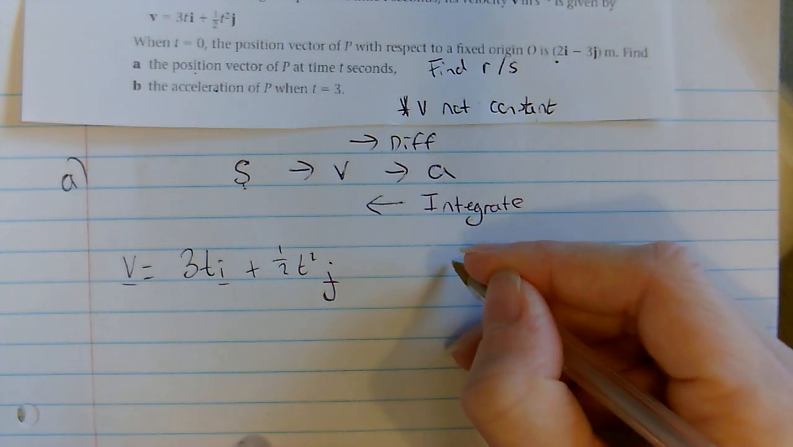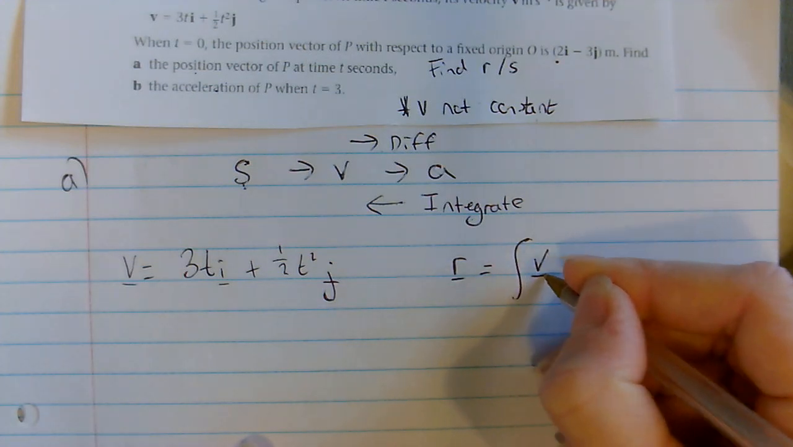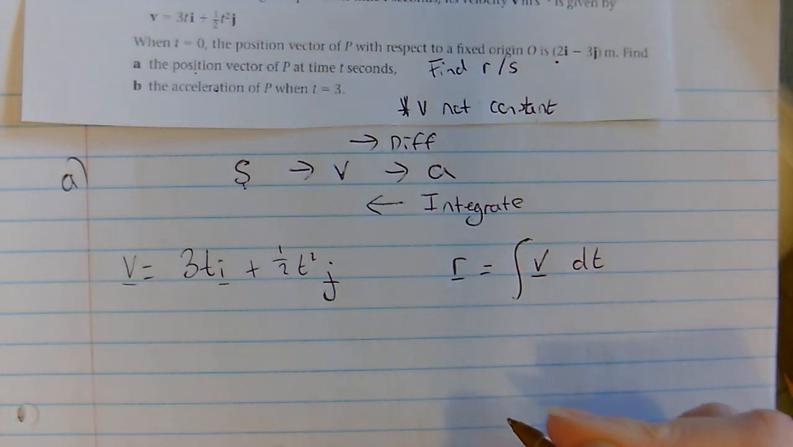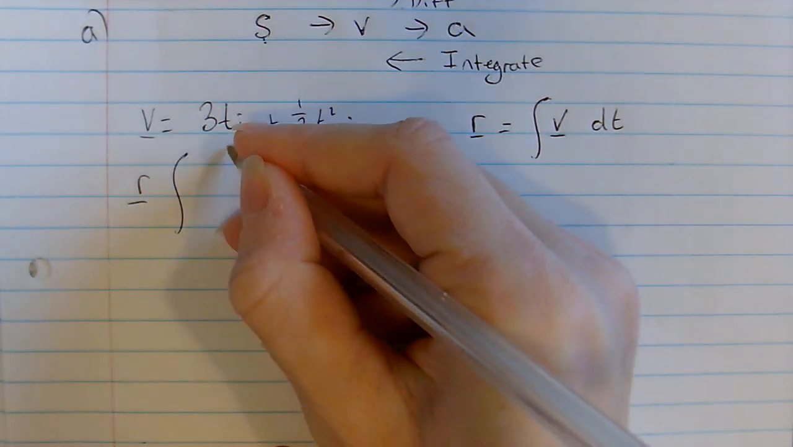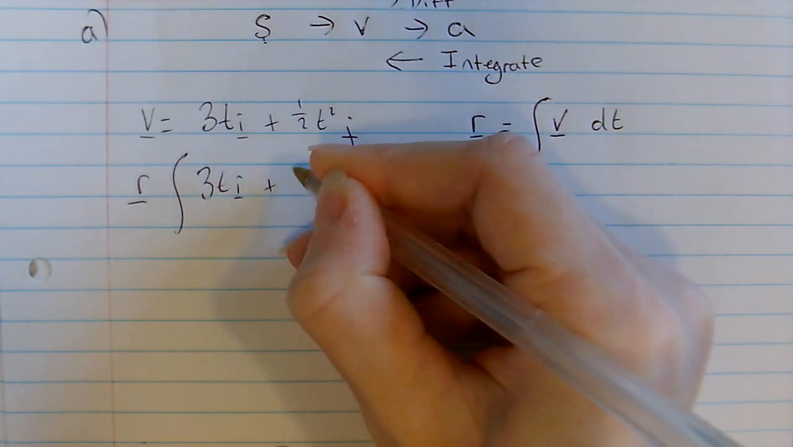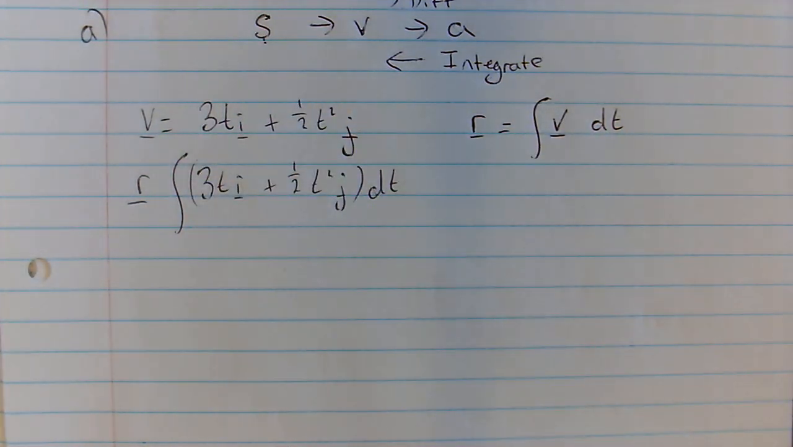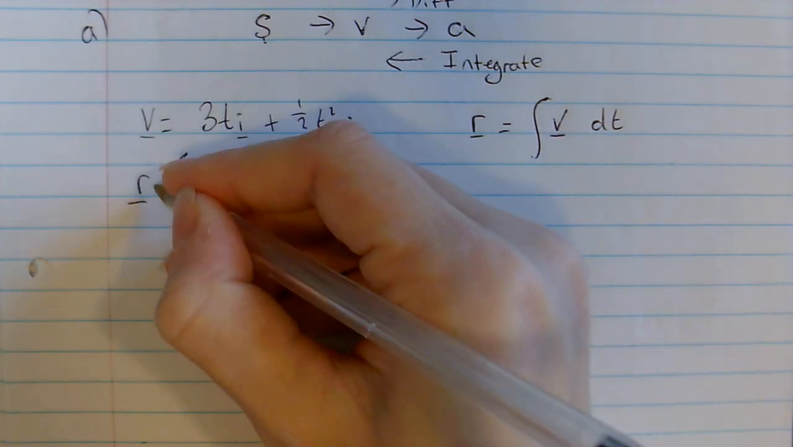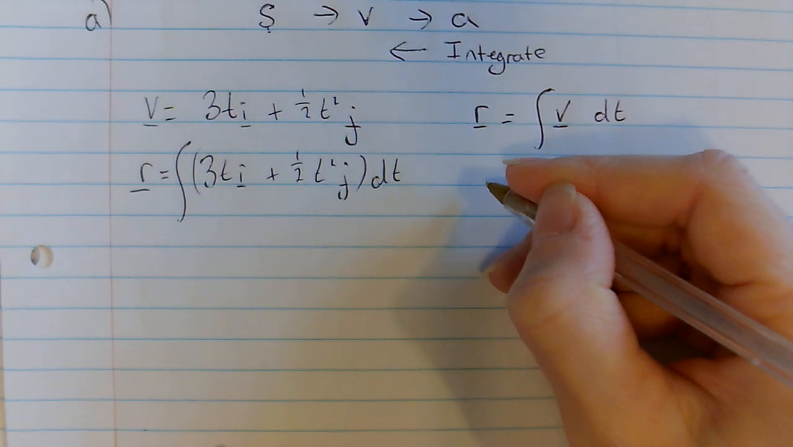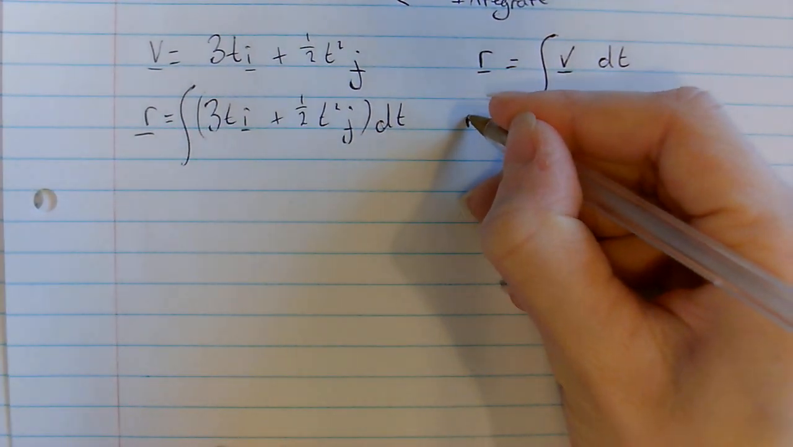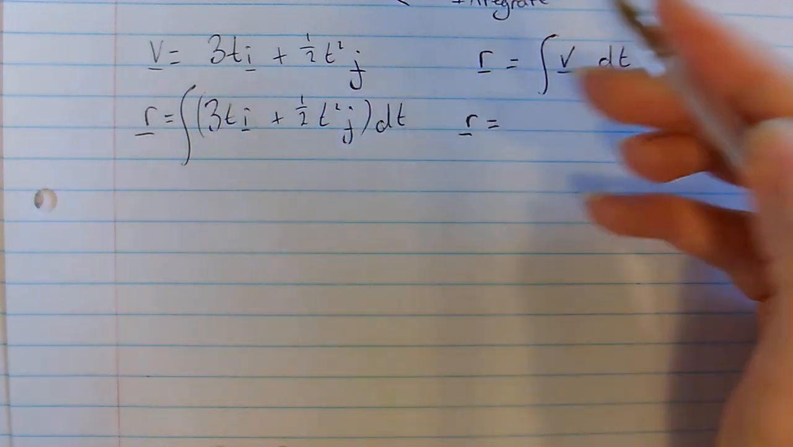Now, for position vector we usually use the letter r rather than s. So r is the integral of velocity with respect to time. To get r, we're going to integrate our velocity with respect to time, and just integrate that like normal. So I'm going to end up with, ignore the i, just work on this little bit here. Increase the power of t.